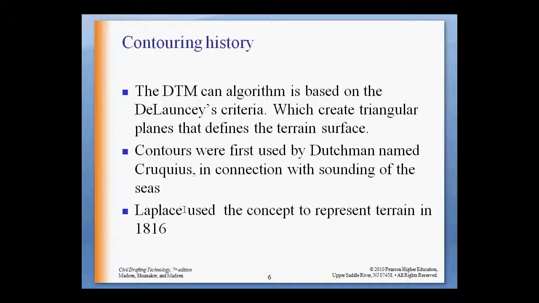Okay. The first use of contours was by a Dutchman named, and I can never pronounce his name, Cruquius, and that was in connection with the sounding of the sea. So he would drop a rope, and I remember I talked about that. He's sitting on a boat, he drops a rope with a rock, finds how deep the bottom is, and then he just started plotting where he anticipated the contours were going to be. And Laplace used this concept to represent terrains in 1860.